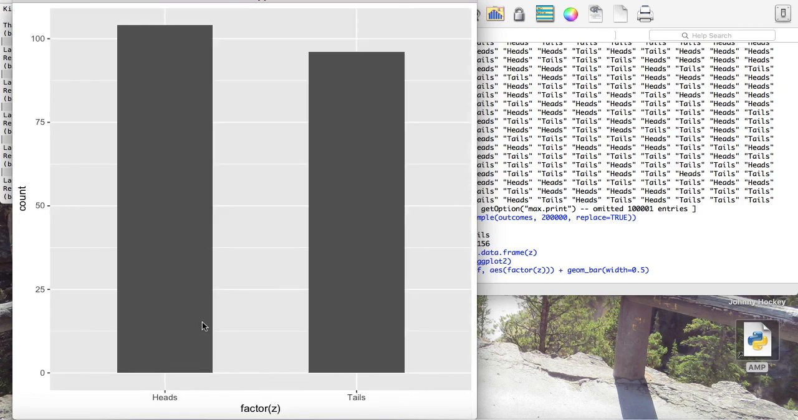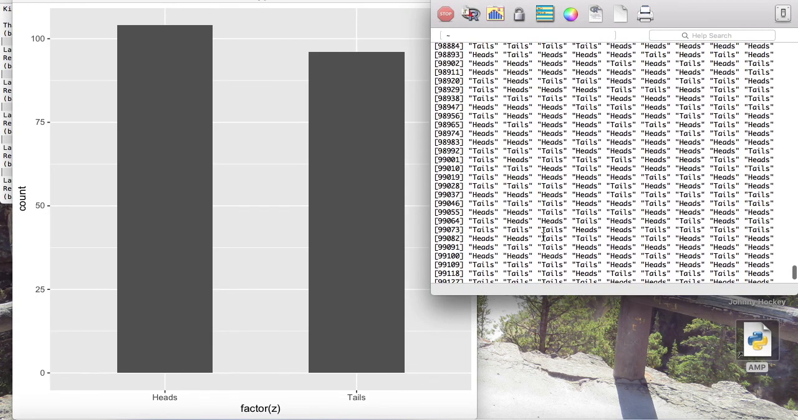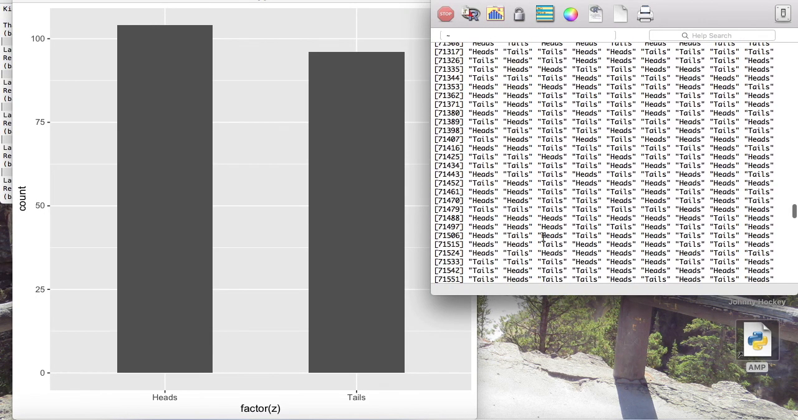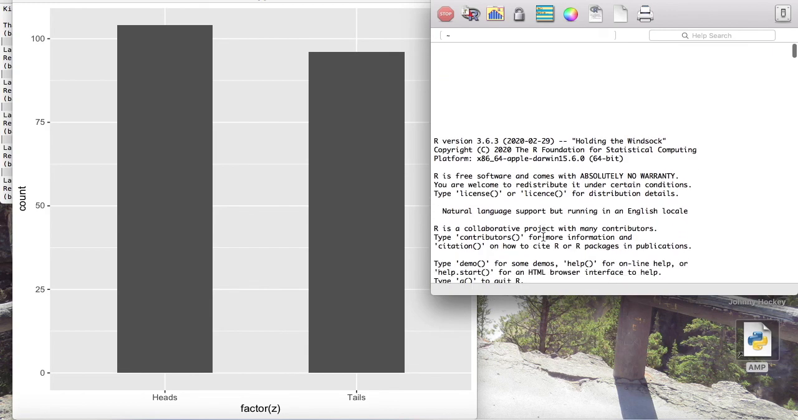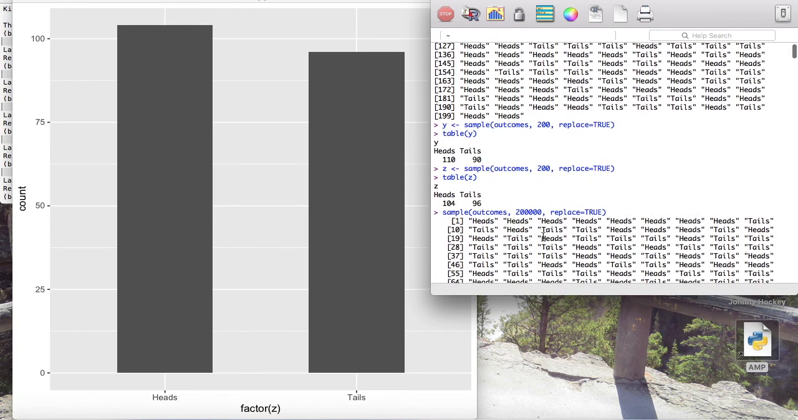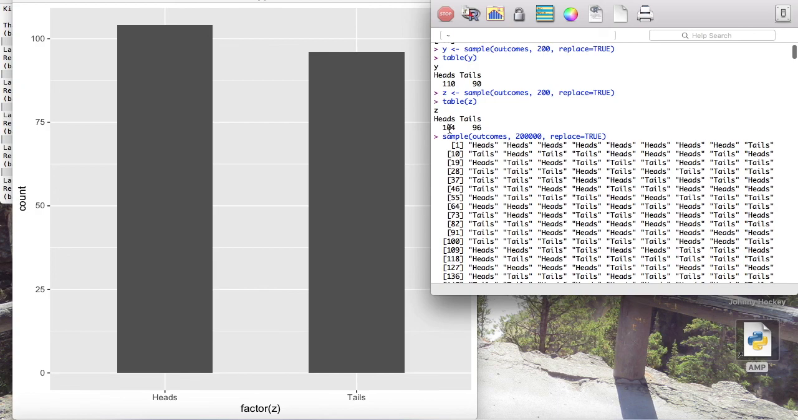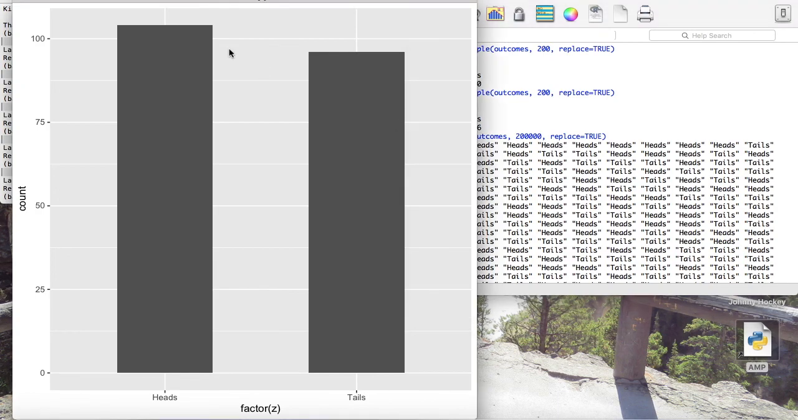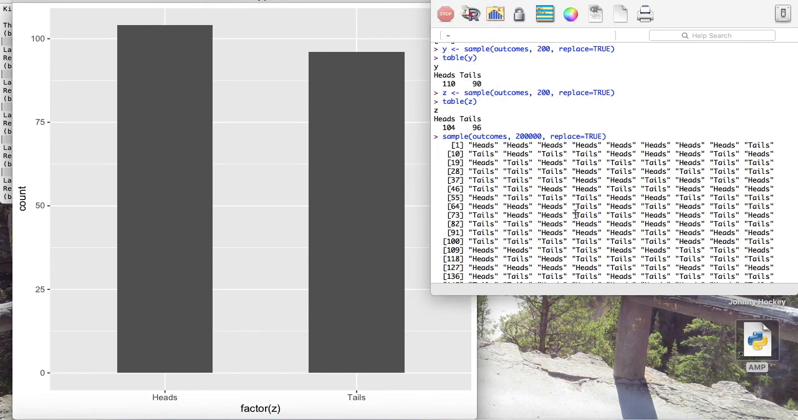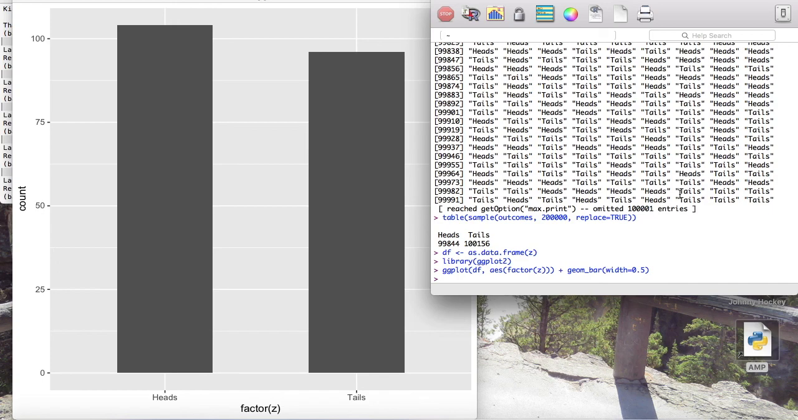And what we see here from Z, remember that when we had the draw in Z, there were 104 heads, 96 tails, and we just get this nice histogram plot, 104 heads, 96 tails. Okay, so this gives us a quick introduction to what we can do in R.